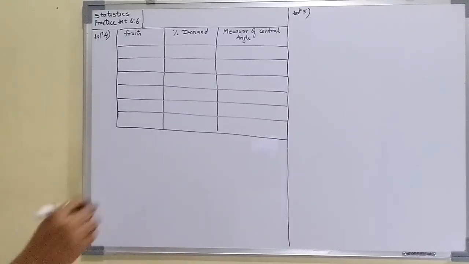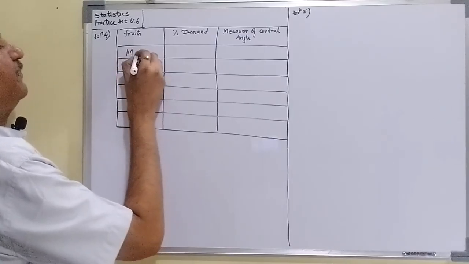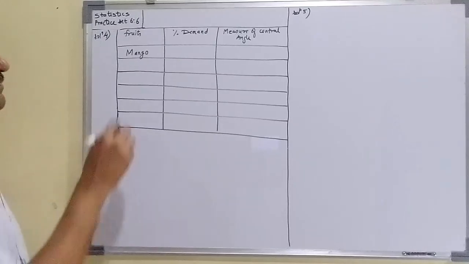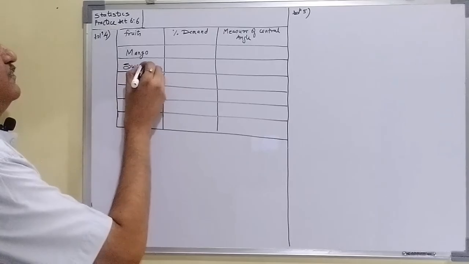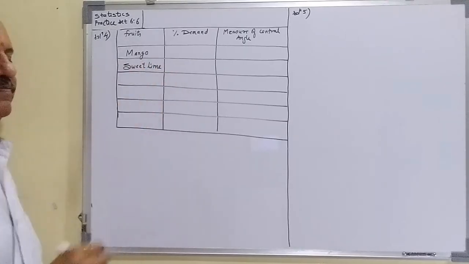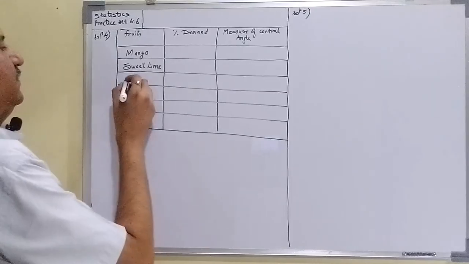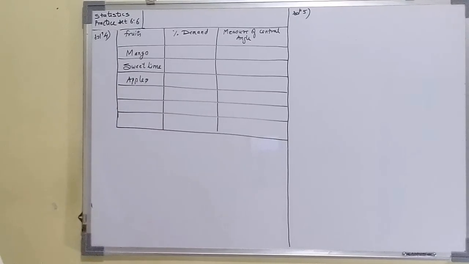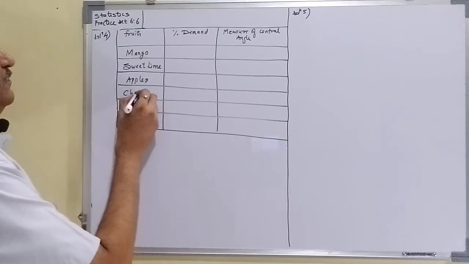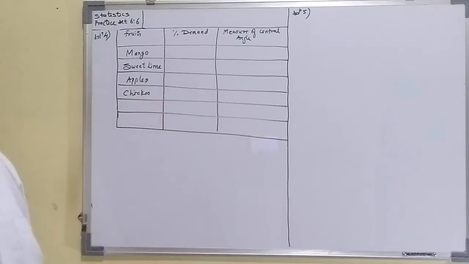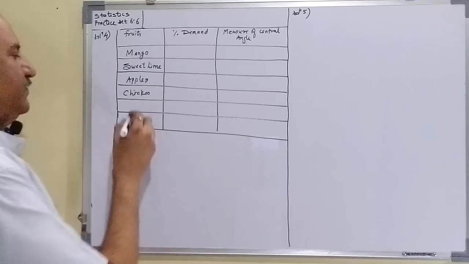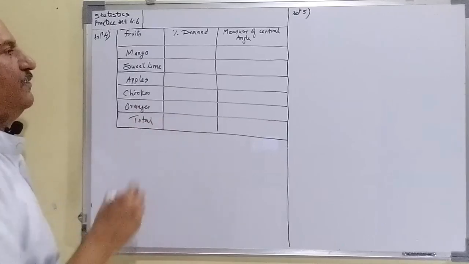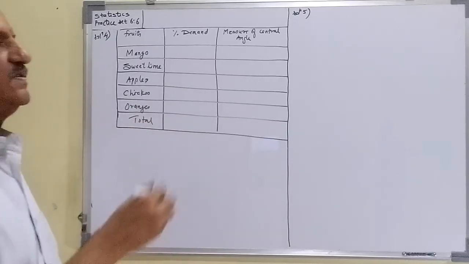Name of the fruits. पहला है mango. The second fruit is sweet lime. The third is apple. Fourth is chiku. And last is orange. Percentage demand 30%.